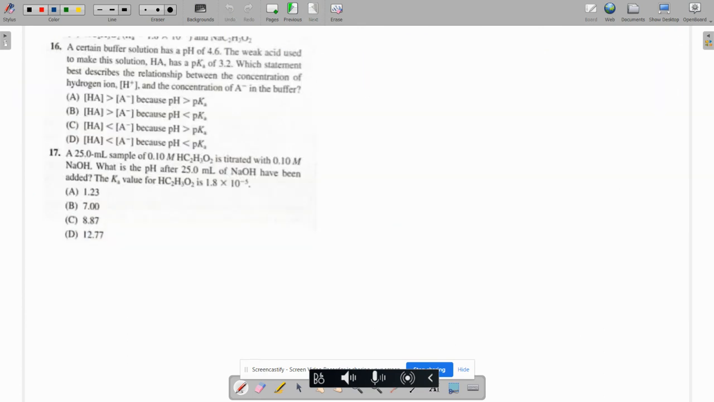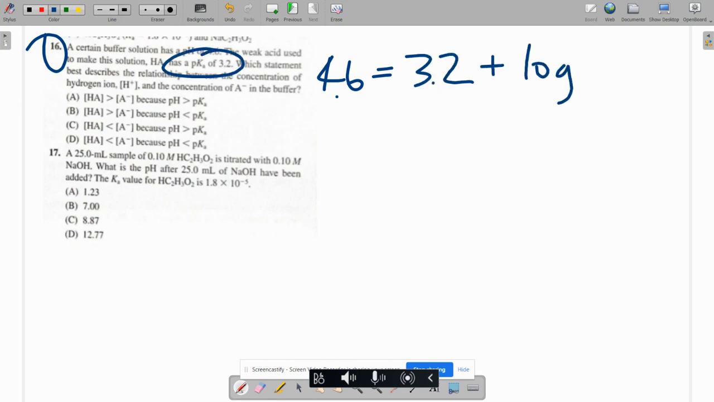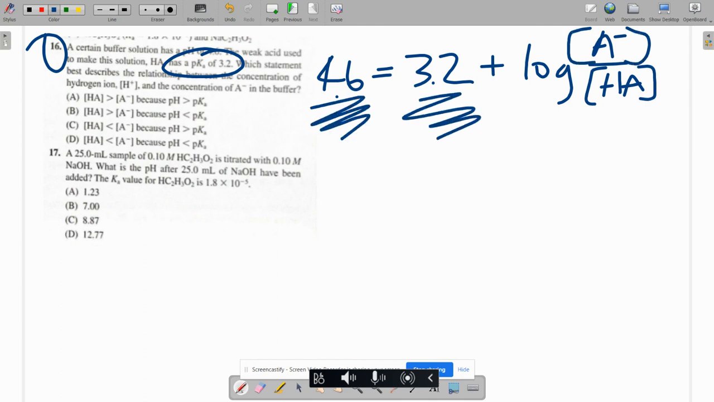Finally, 2 more. So let's look at 16. Again, Henderson-Hasselbalch says a certain buffer solution has a pH of 4.6. The weak acid used to make the solution, HA, has a pKa of 3.2. And then you're going to have your base over your acid ratio. So basically what has to be true, this is where you're at for pKa, this is where you want to be at. So you have to make it more basic.